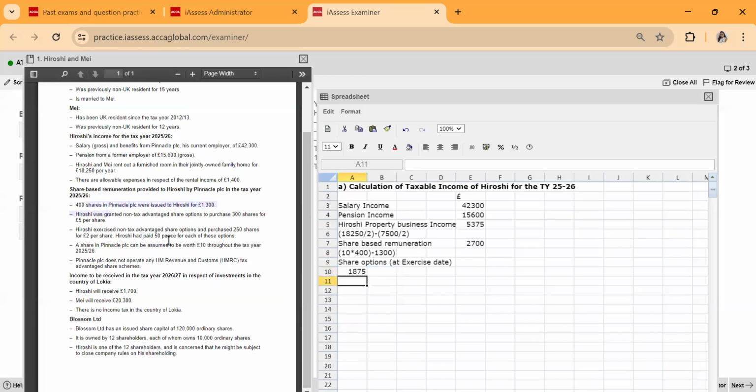It's correct, right? Just a minute. Let's just validate it. They are the non-tax advantage share options. Okay, what is the rule when we take non-tax advantage share options? We actually take the difference between this, the exercise price of 2. Hiroshi had paid 50 pence for each of these options. And now she is paying 2 also.